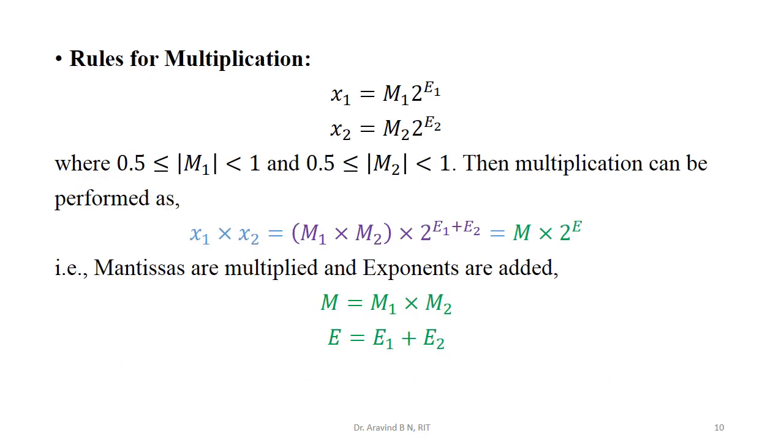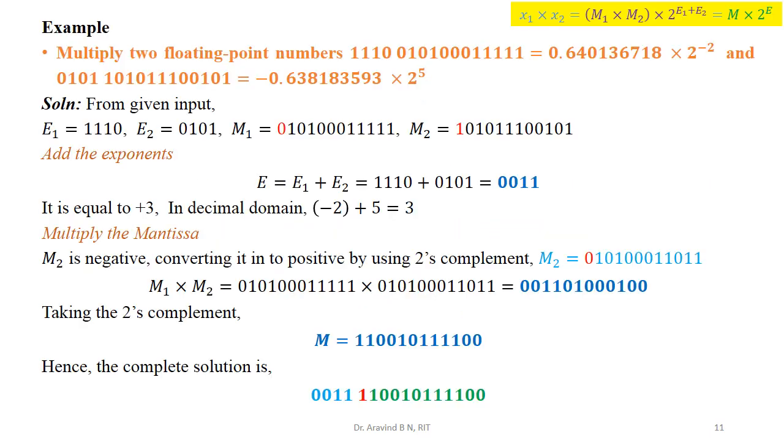Let us get into the multiplication. Again, x1 and x2 are m1 2 to the power of e1 and m2 2 to the power of e2 respectively. Then the multiplication of these two is equivalent to m1 into m2 multiplied with 2 to the power of e1 plus e2. In a simplified form, in the case of multiplication, we multiply the mantissa part and we add the exponential part. Let us get into an example.